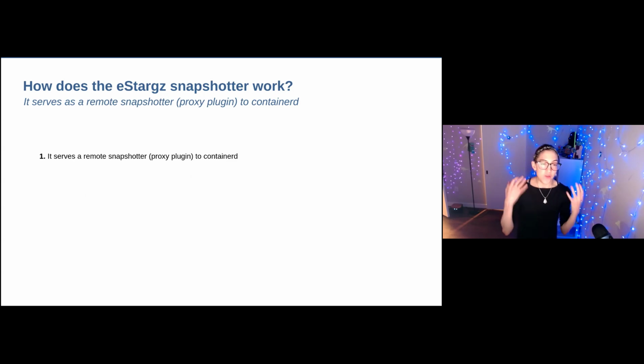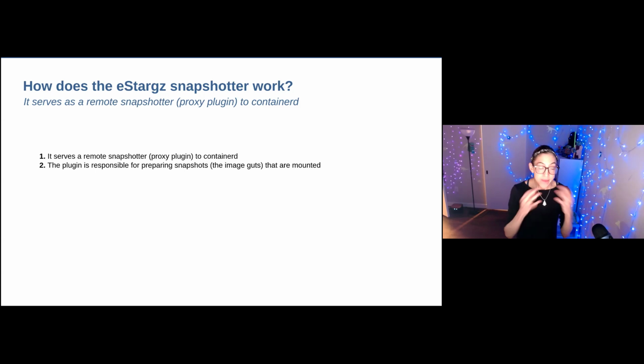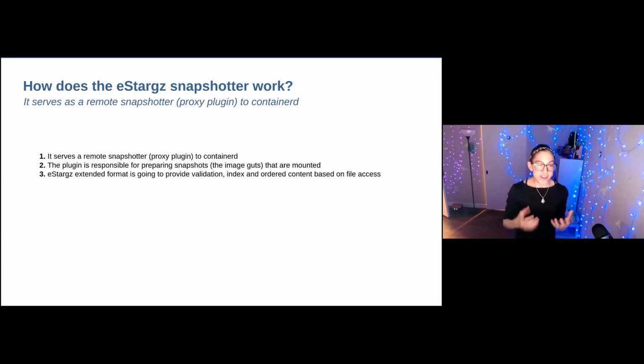It's going to be serving as a remote snapshotter, this proxy plugin to containerd. That means that the plugin is responsible for preparing these snapshots, the image guts that are mounted. The stargz, the E actually means the extended format, and it's extended because it provides validation, this index, and ordered content based on the file access.